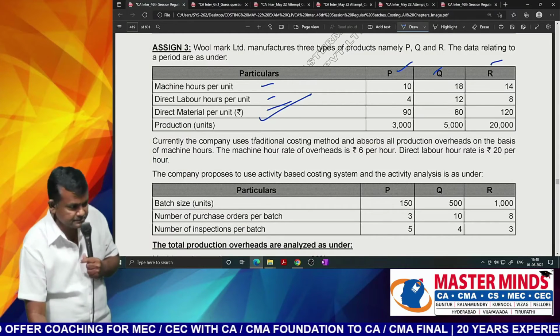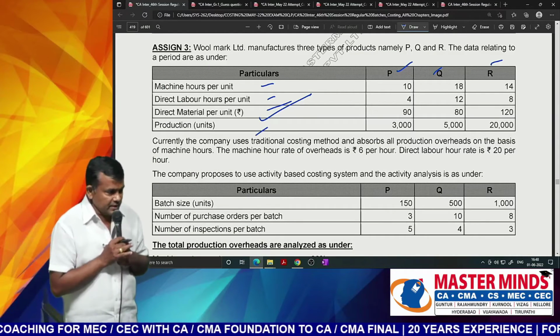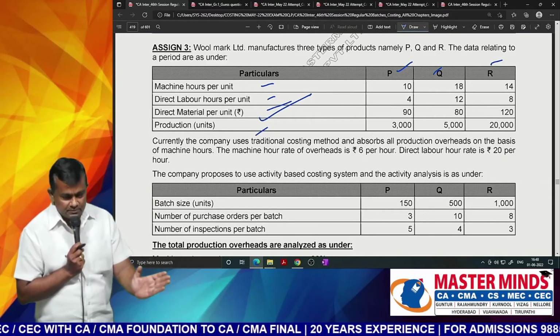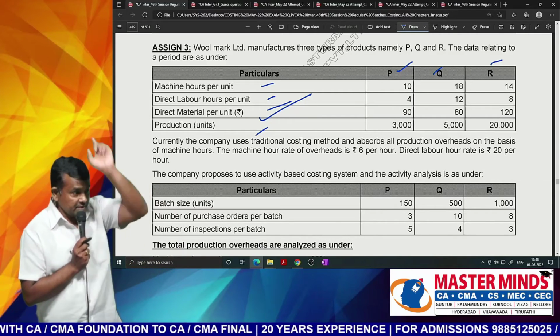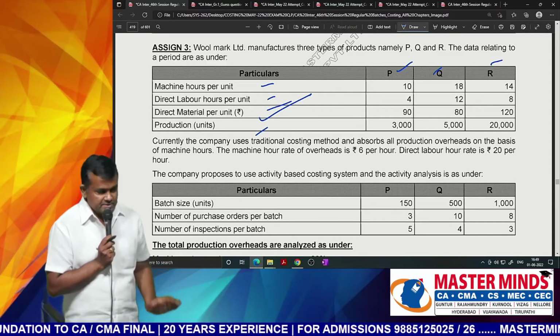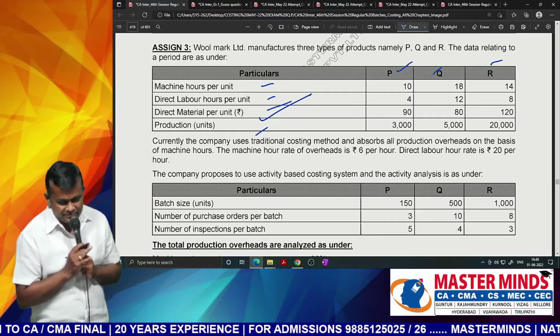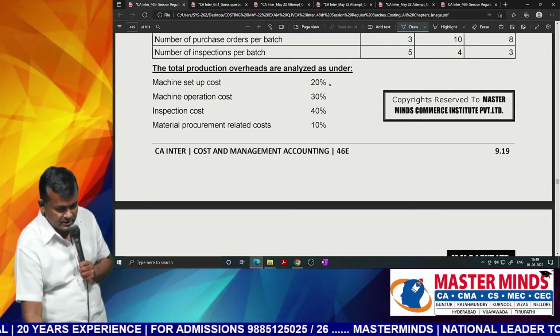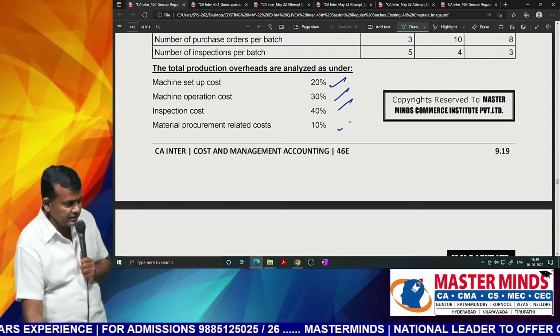Next, production. In our material, column wise details are given. Here, row wise details. But in the examination, just the presentation is changed. Same information. So here also percentages are given: 20, 30, 40, 10.